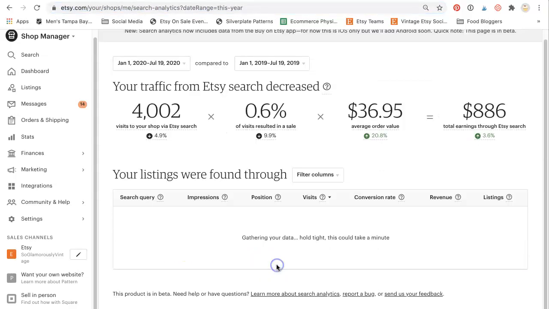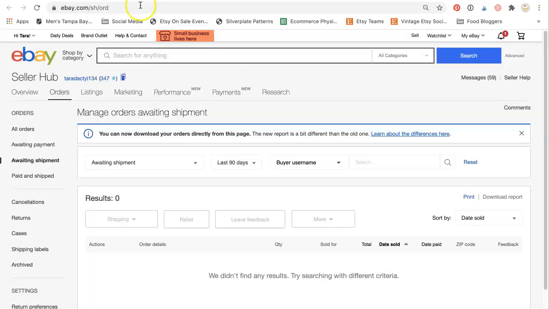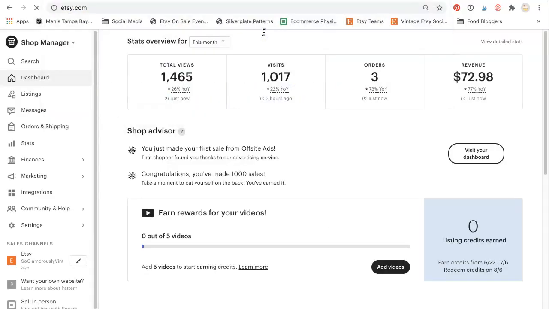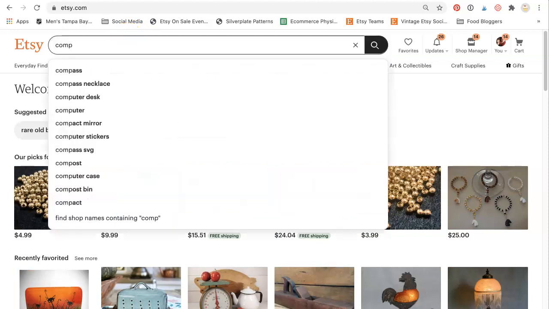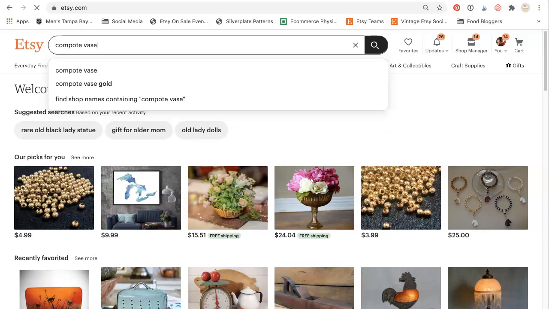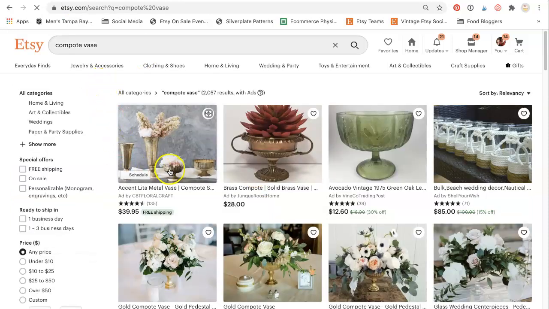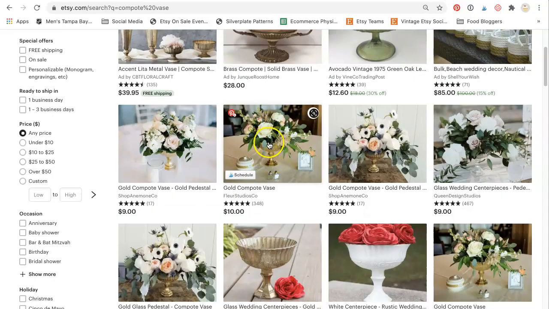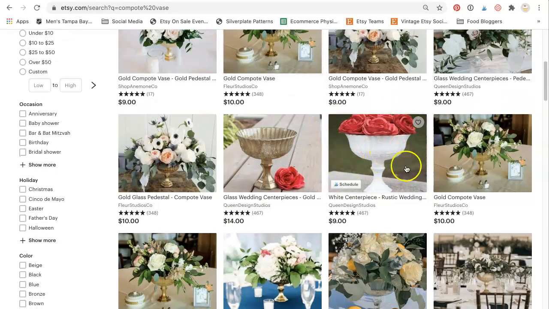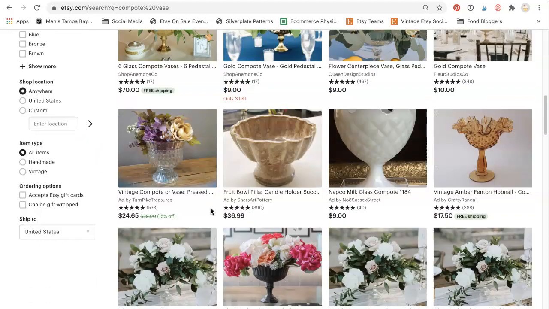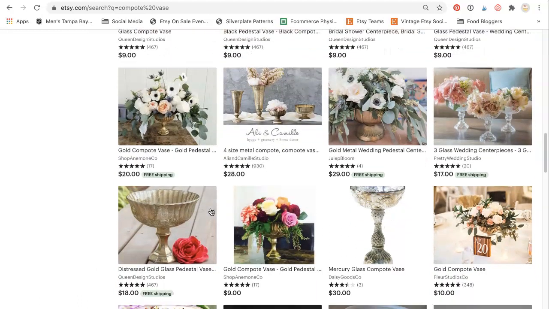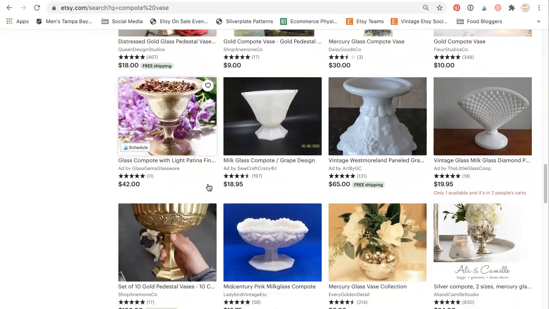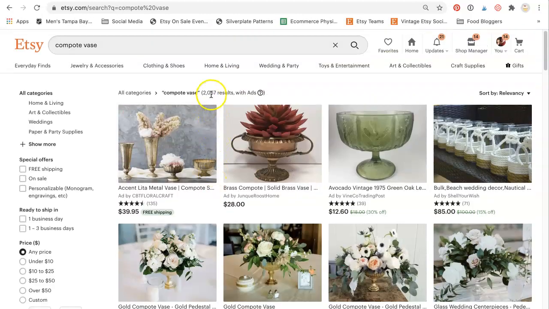Compote vase. Compote vase, that's not even a thing. Let's look that up. Compote vase. Interesting. So they're taking the old-fashioned compote dishes. Oh, that's a compote vase. Oh, it's a thing. But they're taking the old-fashioned compote dishes and making them compote vases. It's an actual thing. All right, so that's another keyword I can use. How many listings are there? 2,000. 2,000 with ads. What does that mean?